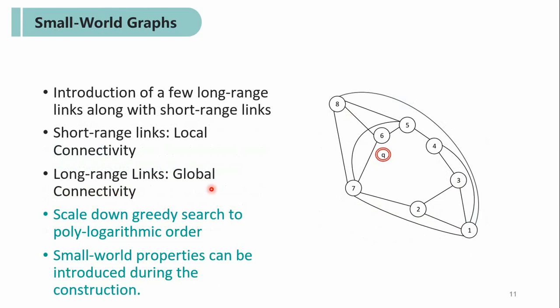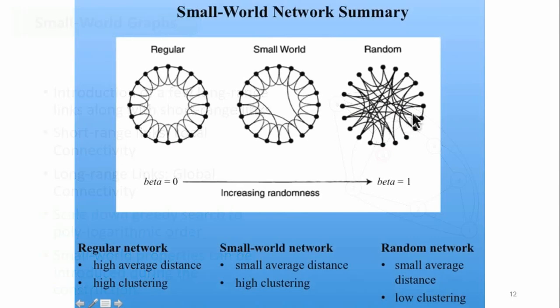In this way, they scale down the greedy search to polylogarithmic order, and small world properties can be introduced during the construction of the graph. By construction, we mean that if we connect the nodes with random nodes, and by increasing the randomness to a specific level, there will be small world properties in the graph. In this way, there will be small average distance between the nodes and high clustering, compared with regular graphs that have high clustering and high average distance, and random graphs that have small average distance and low clustering.